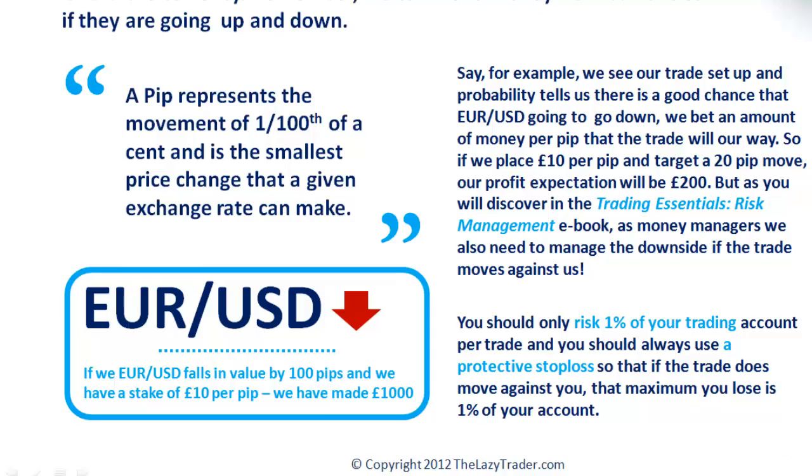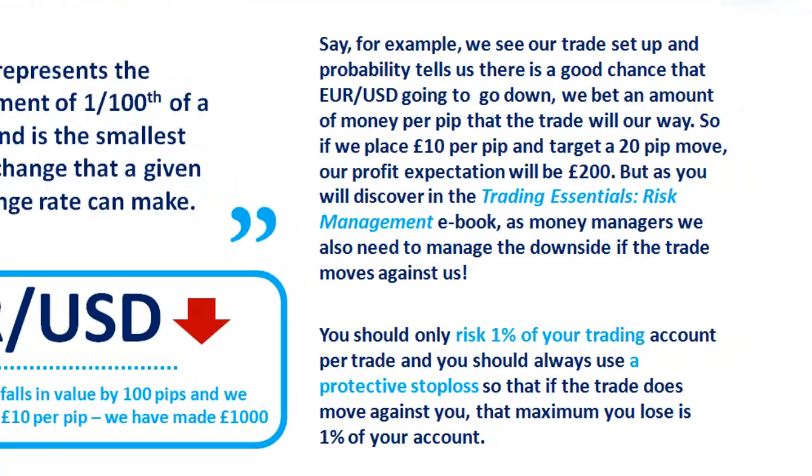And just to give you another example, if we did decide to place another trade, and £10 again per pip, and it made a 20 pip move, say for example, short, then we've made £200. Simple. But as you'll discover in the next module, risk management, we need to assess the downside of any trading decision, and that's very important.